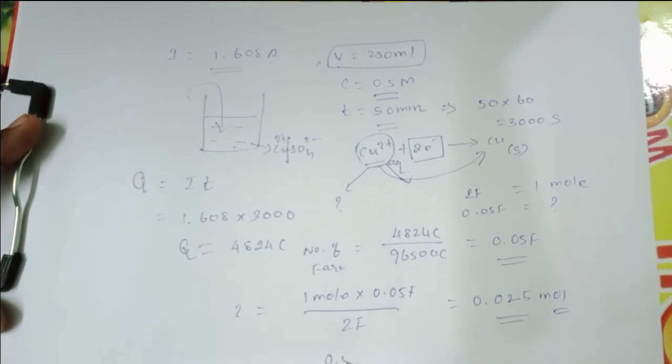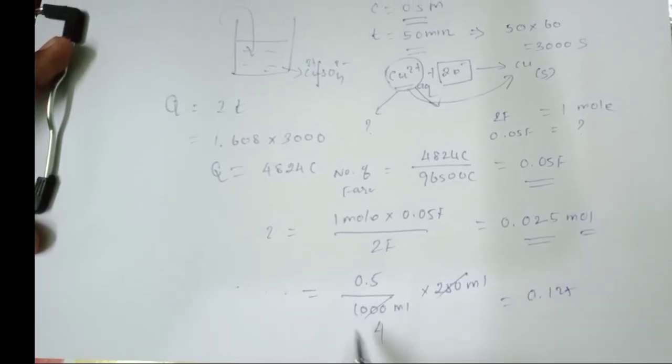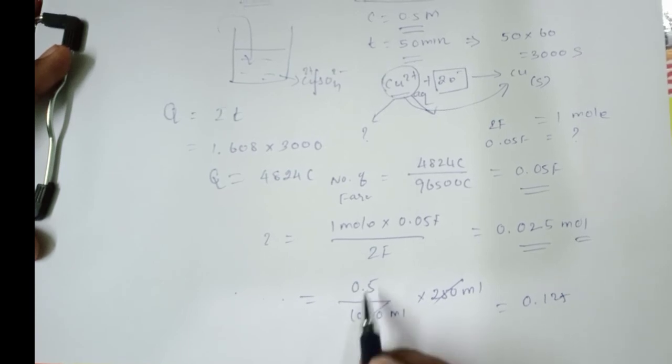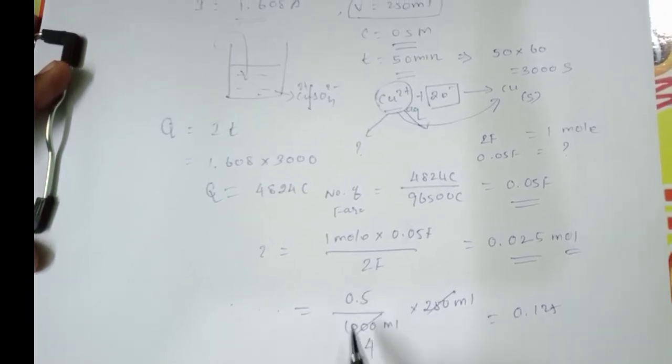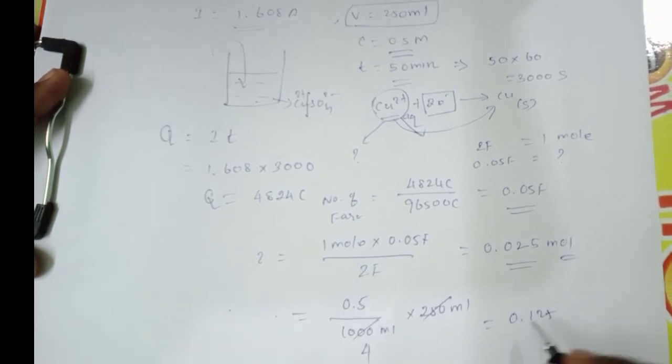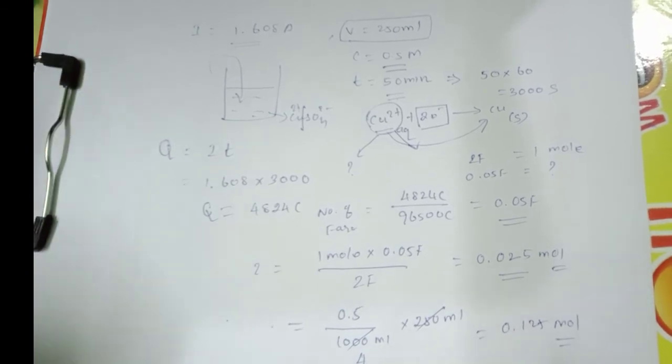What will come: concentration is 0.5 molar divided by 1000 ml into 250 ml, because 250 ml only is given. If you simplify this you will get 1 by 4. So 0.5 by 4 is nothing but 0.125. 0.5 by 4 we can write as 2 into 2. First when you cancel by 2 you will get 0.25. Second when you cancel you will get 0.125. So what you can understand, 0.125 moles of copper 2 plus in the beginning.